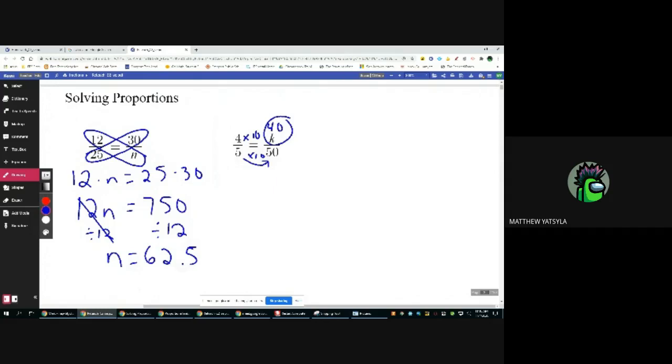Now, sometimes the variable will be on the other side. So let's go ahead. Let's say it's m over 16 equals 4 over 32. Now, in this case, I can either cross multiply. So I would do 4 times 16 and 32 times m. Or I can look for a relationship. I'm going to look for the relationship here.